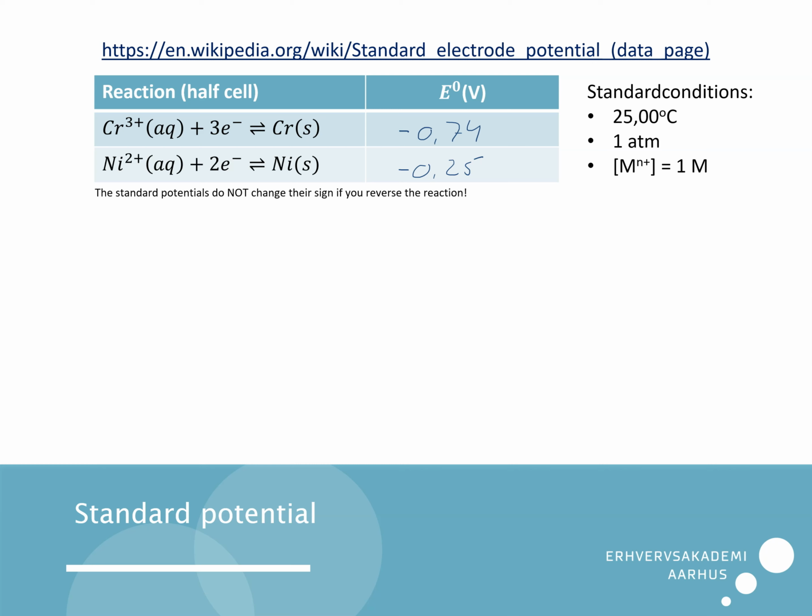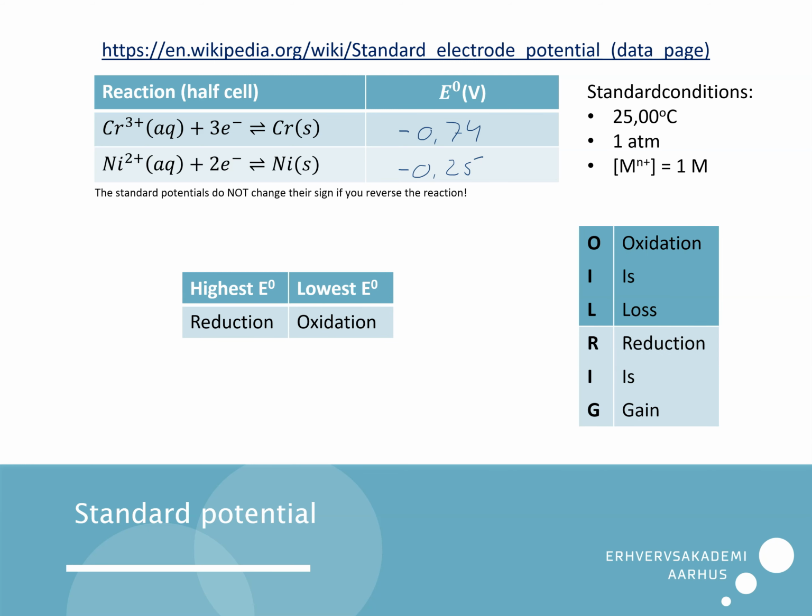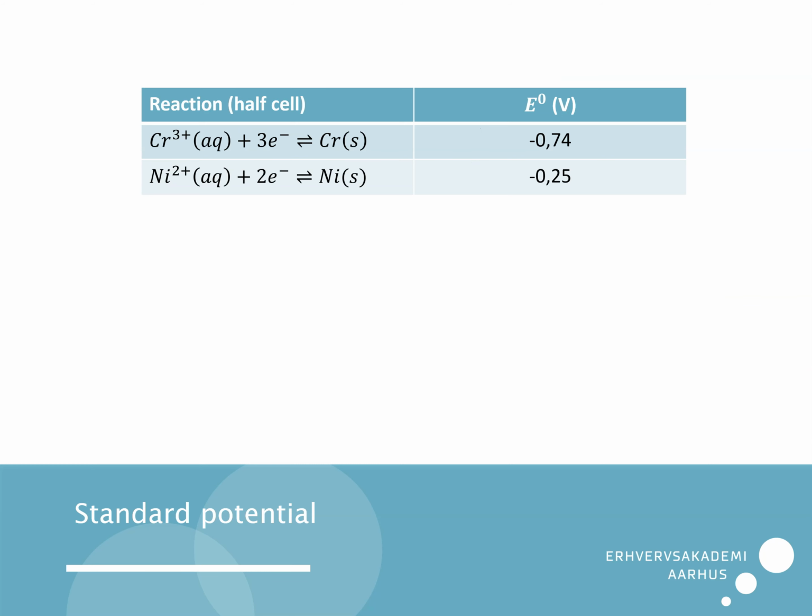Generally speaking, a reduction will occur in the half cell with the highest standard potential. In this case, nickel, because minus 0.25 is a higher number than minus 0.74. An oxidation will occur in the cell with the lowest potential. Remember our oil rig rule. Nickel is being reduced, i.e. it gains electrons, and that's because nickel is better than chromium at holding on to its electrons. Now we have the standard potentials of the individual metals measured against the hydrogen reference.